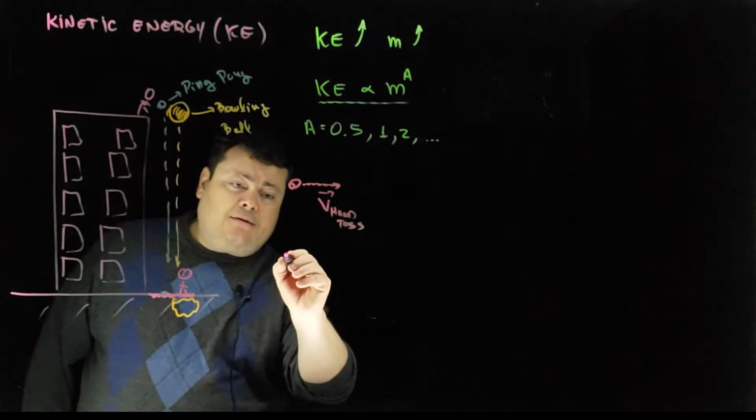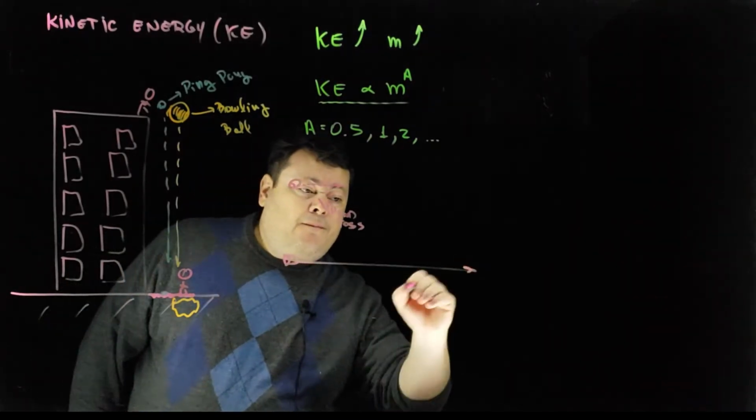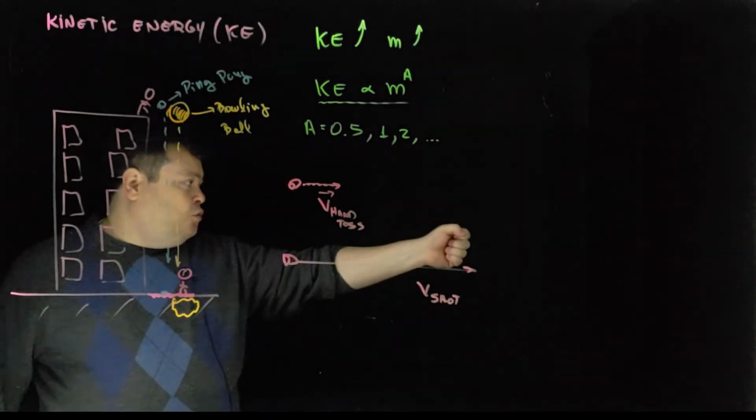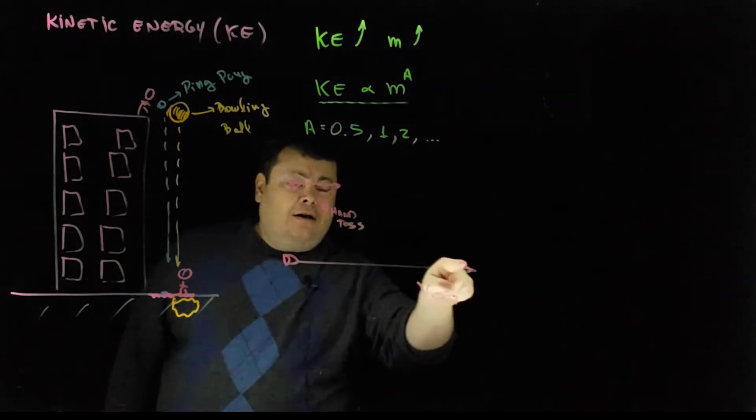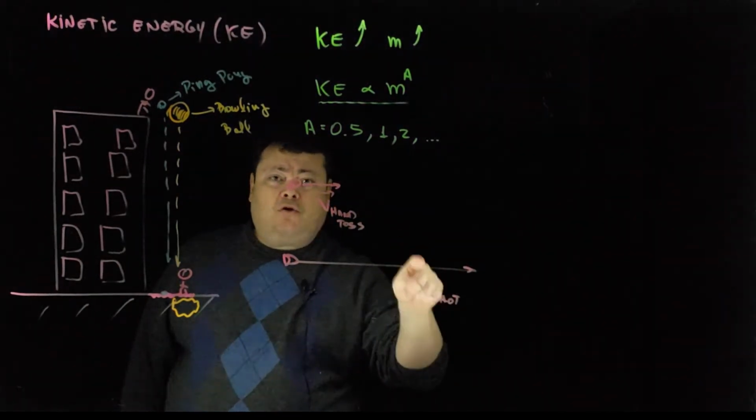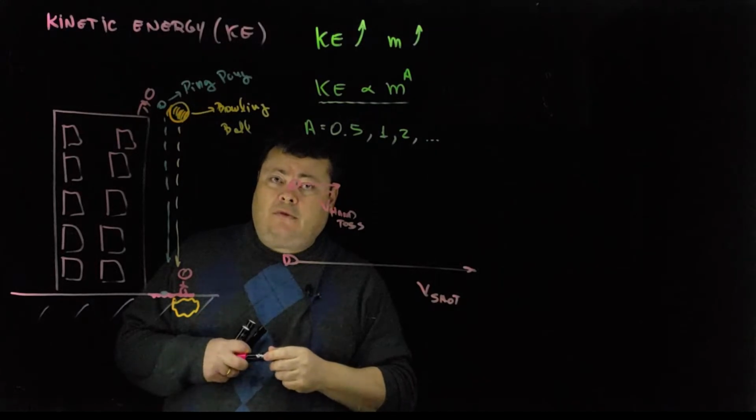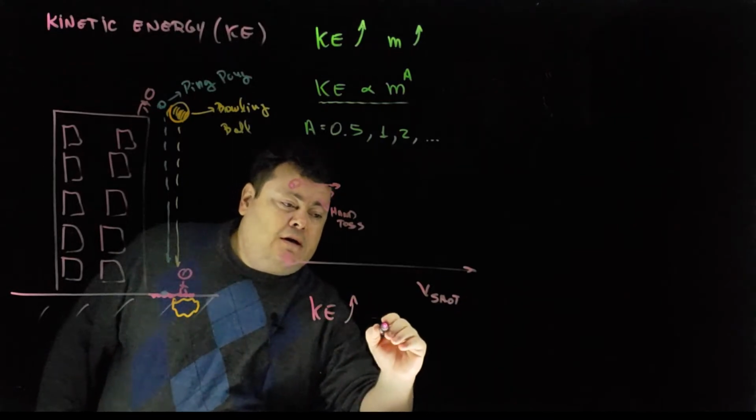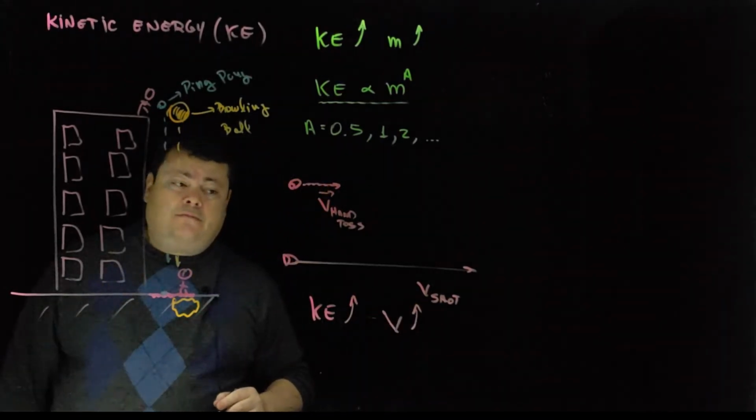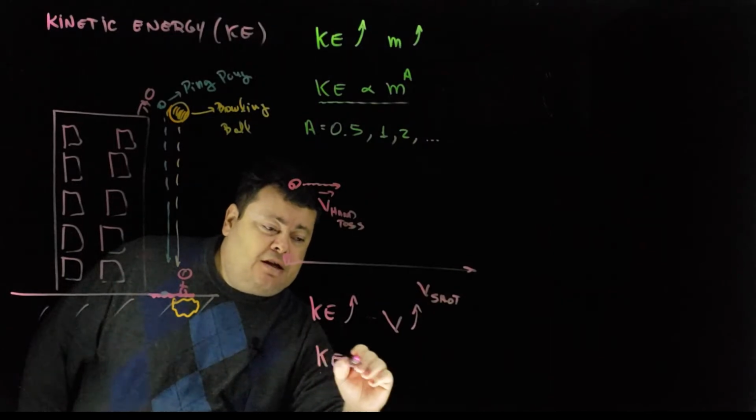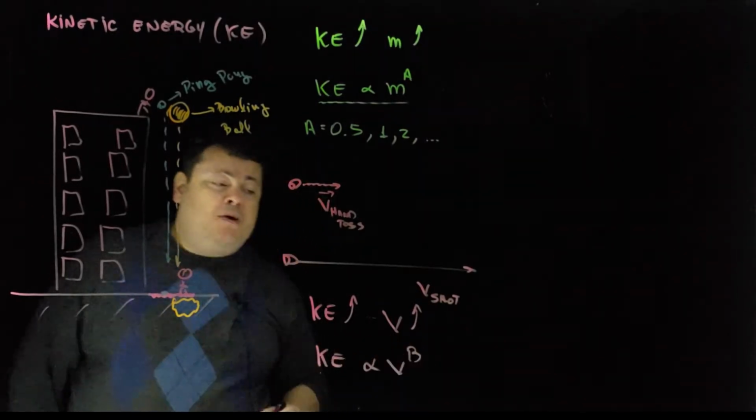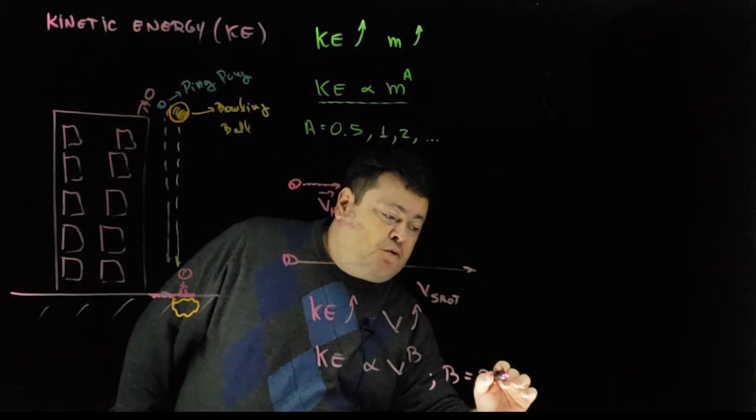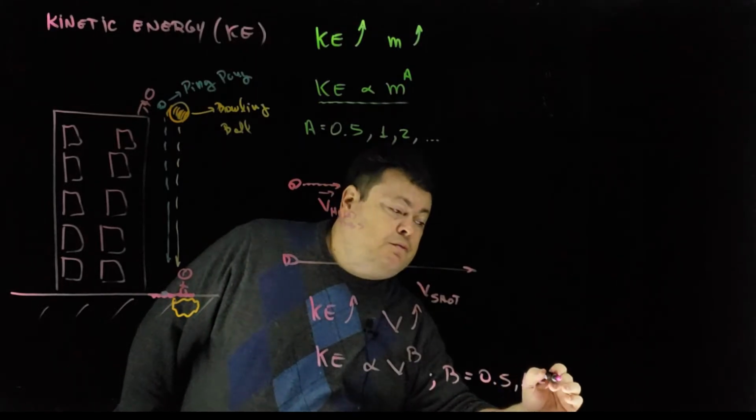But if instead of doing that, I actually put that bullet in the handgun and shoot, bam! Now, none of you guys will try to catch it because that could cause you significantly more damage. The conclusion that we get, of course, is that the kinetic energy will increase as the speed increases. And I would then be tempted to say that kinetic energy is proportional to v raised to a b power, where b could again be 0.5, 1, 2, etc.